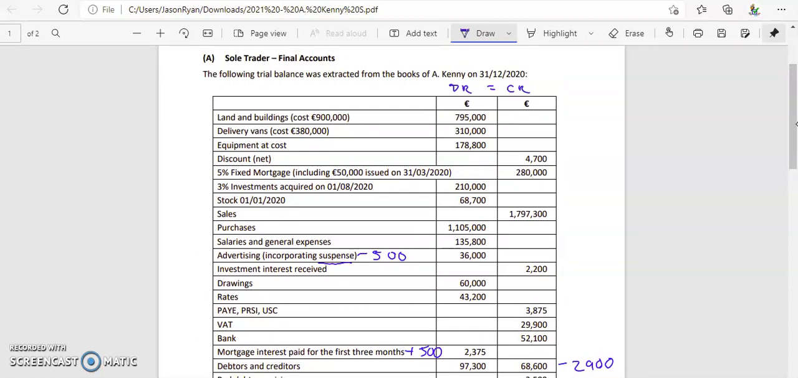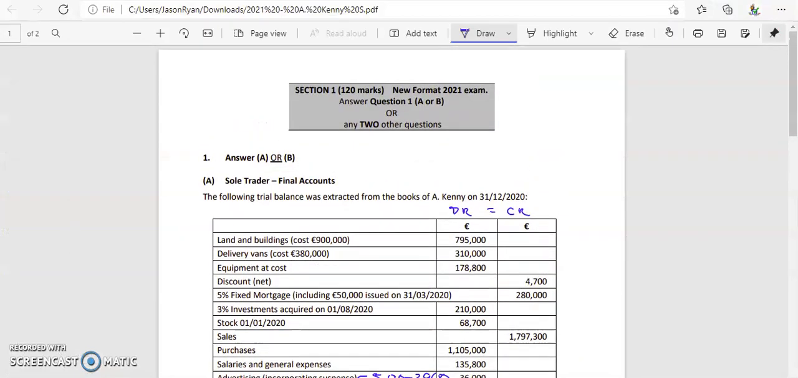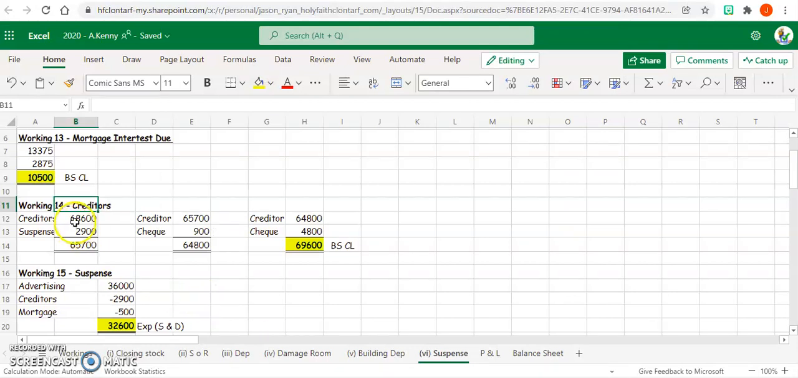Your debits and credits have to equal. So remember, our suspense is including our advertising. So if we have advertising on the debit side, if we take $2,900 away from our advertising, then our debits and credits are the same. So our adjustment is going to look something like this. You're going to have your creditors as per the question. Our creditors in the question are 68,600. So it's going to be 68,600, take away 2,900, and that's going to give us 65,700.